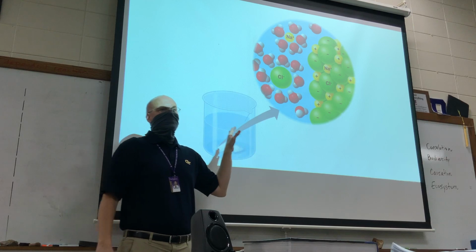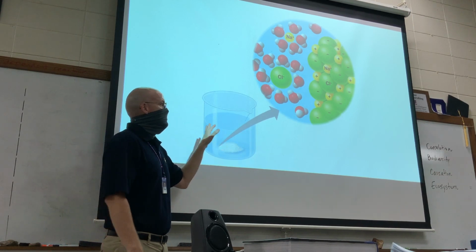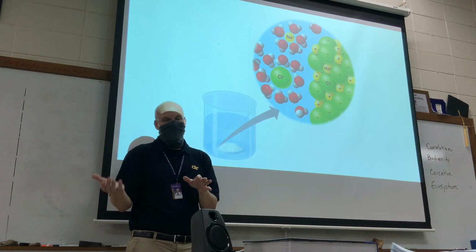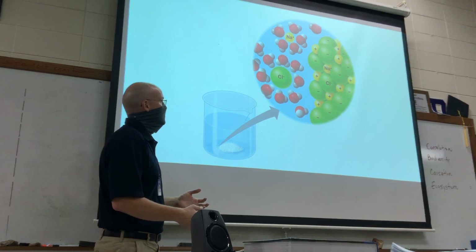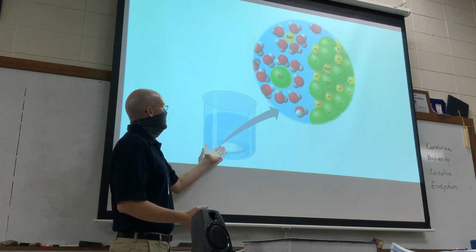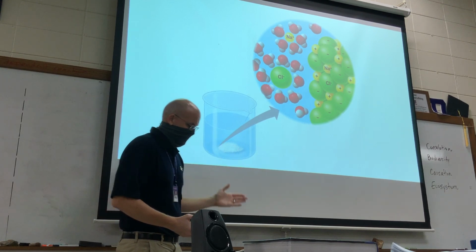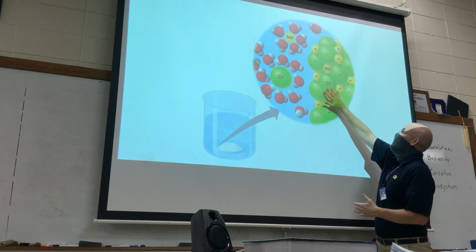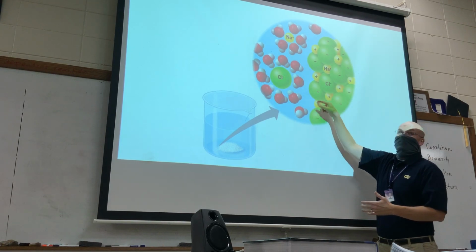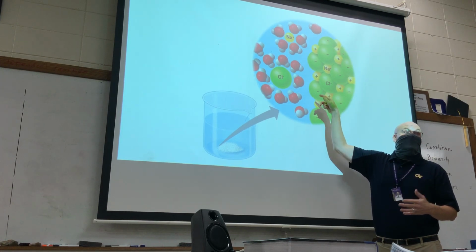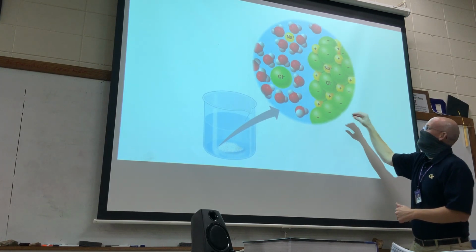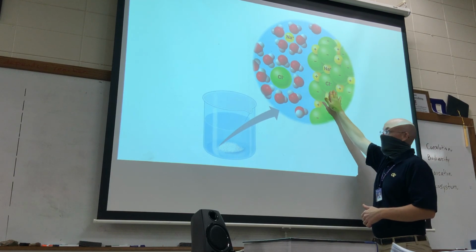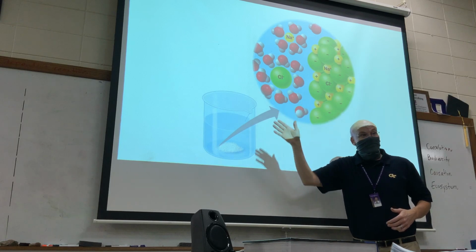But what happens when you dissolve substances into water is a little different, whether it's an ionic substance or a covalently bonded substance. In this case, we see salt in a beaker of water. And here we have the chloride anions and the sodium cations. Good. Very good. Now the cations are positive, the anions are negative, but water is what?